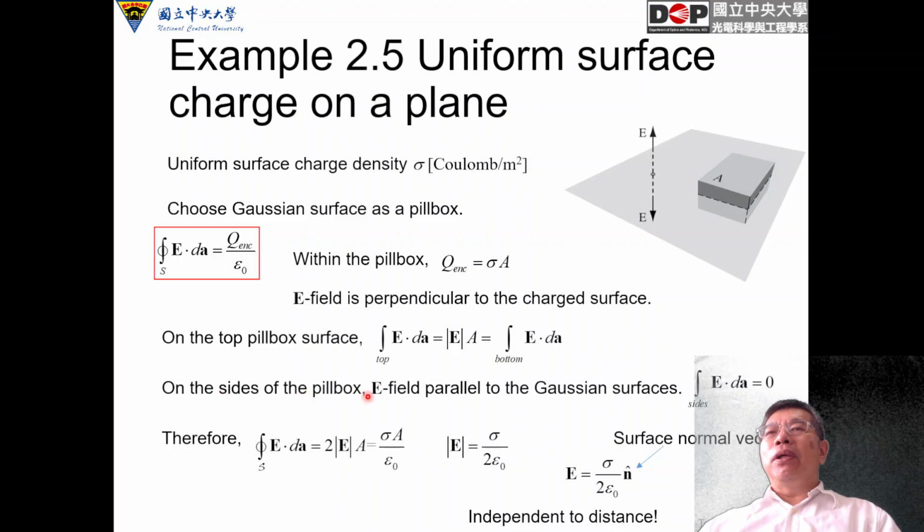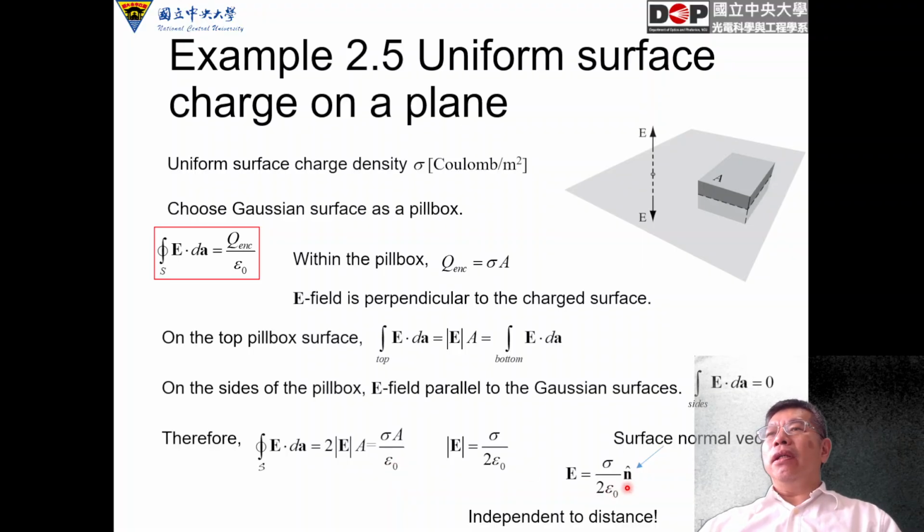On the side of the pillbox, the electric field is parallel to the Gauss surface. So there's no sideways electric field along these four surfaces, so don't worry about that. Therefore, taking the surface integration of your electric field, there'll be the total charge divided by epsilon naught.